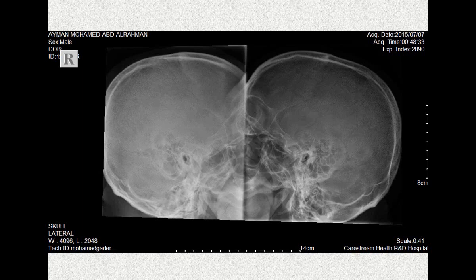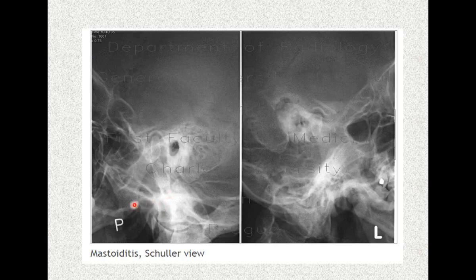Imaging of mastoiditis. Here we see the mastoid bone, and in another view, left and right, the mastoid bone and these cavities, the mastoid air cells. Ask yourself, is there evidence of mastoiditis or any abnormalities? Then I will explain how to diagnose this. This is mastoiditis, right and left, mastoiditis imaging.